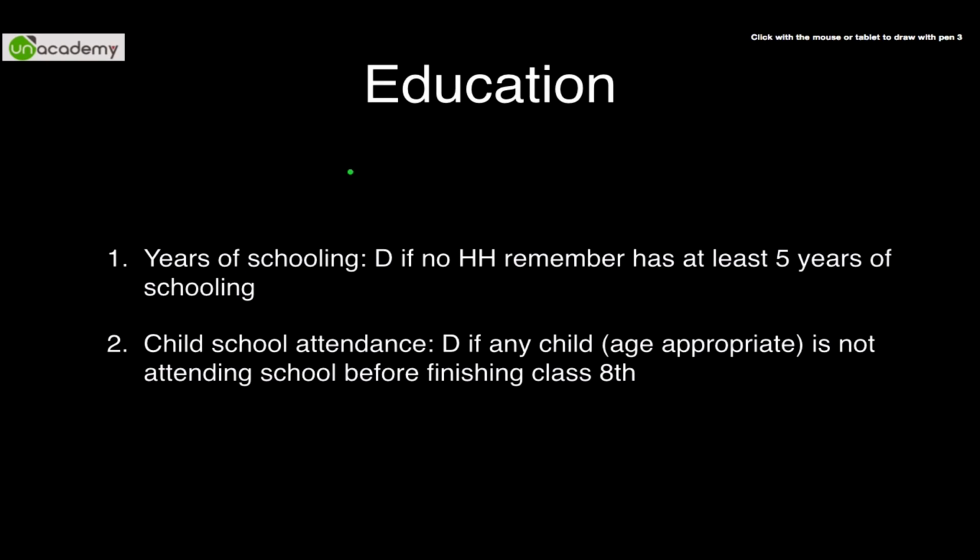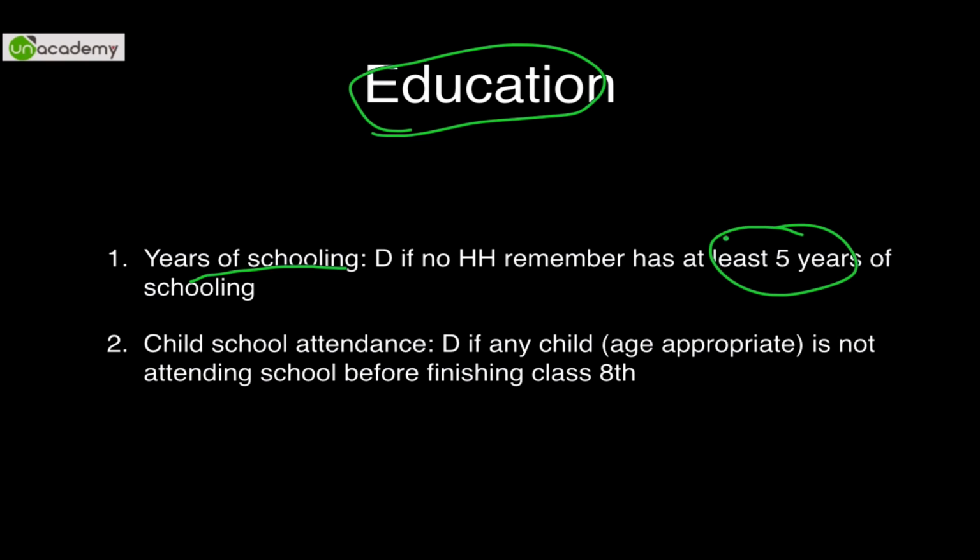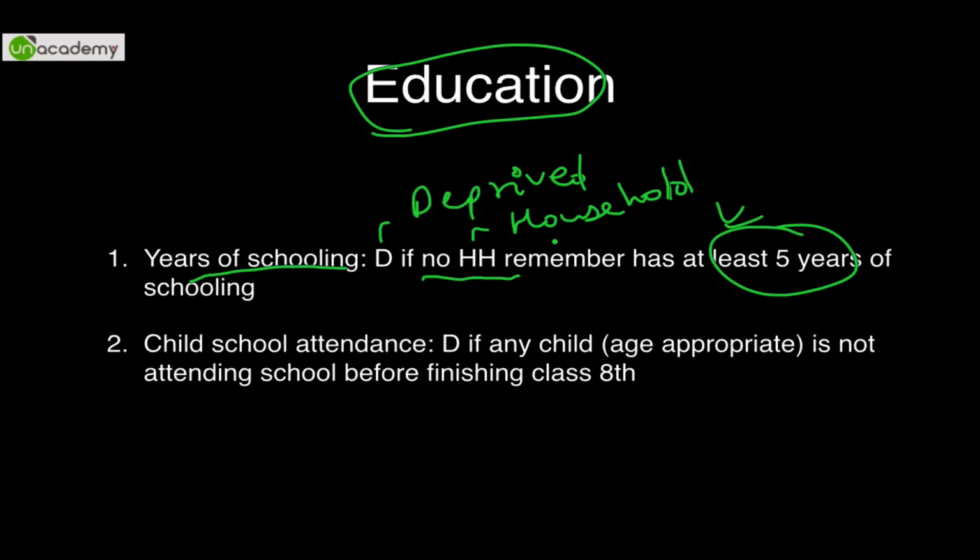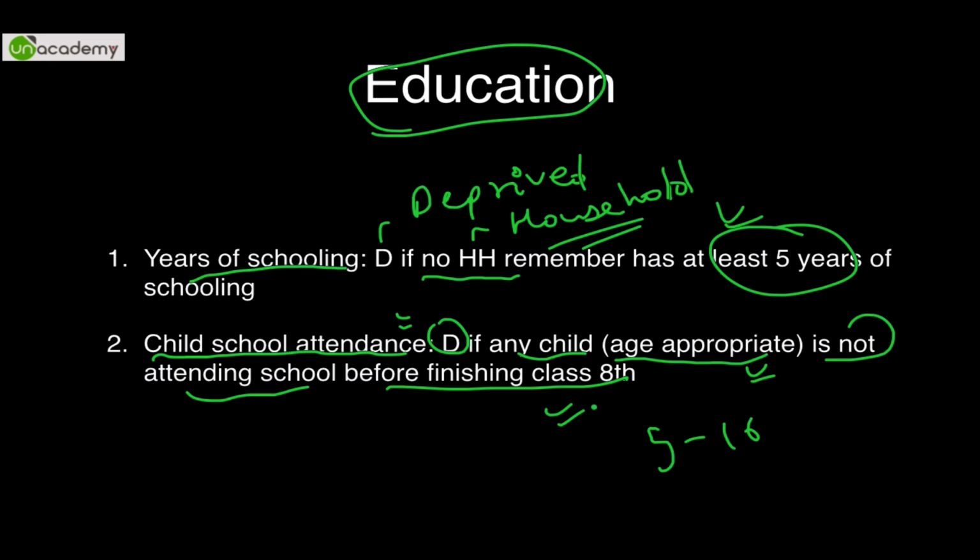Now education, as I've already told you, years of schooling: the criteria is at least 5 years of schooling is needed. D means deprived, so you will be termed deprived if no household member has it. HH means household. This is basic medical science community medicine lingo. The second is child school attendance, so you are deprived if any child who is age appropriate, let's say age is anywhere between 5 to 16, is not attending school before finishing class 8th. This is the second criteria.